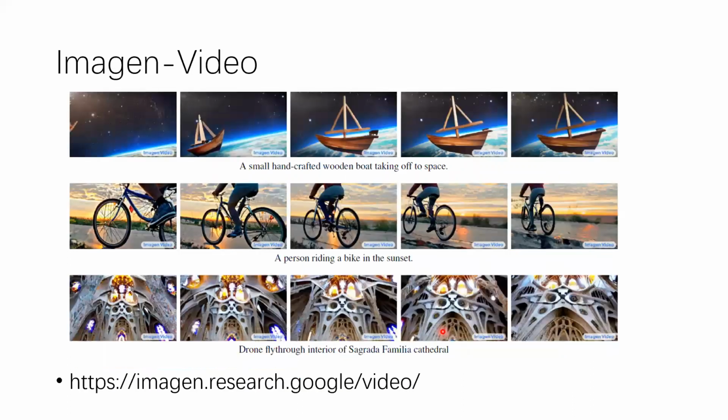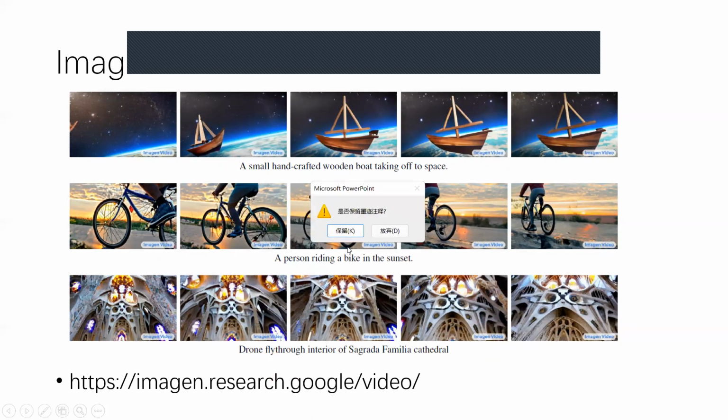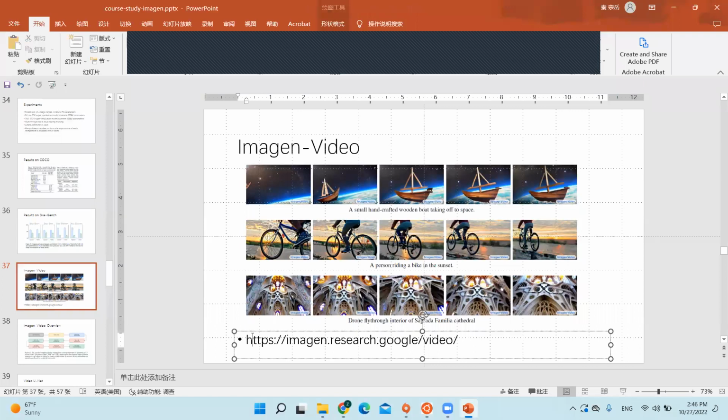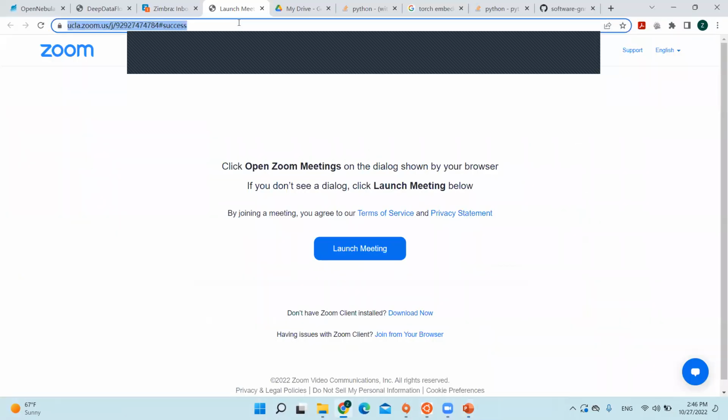And now we'll move on to the second paper, which is Imagen Video, which can generate a short video given a text. For example, when you have a small handcrafted wooden boat taking off to space, it can generate a video like this. A person riding a bike, back in a sunset, kind of like this. Actually, if you look at the images, you think it's pretty good, but if you look at the real video, it's actually not that good. Let me just open one thing.